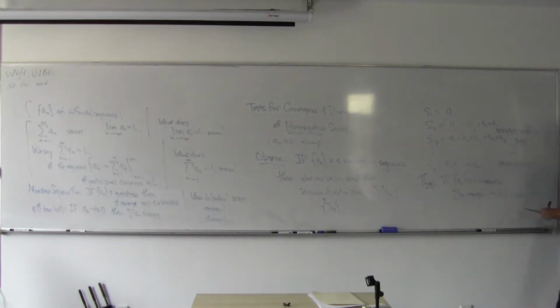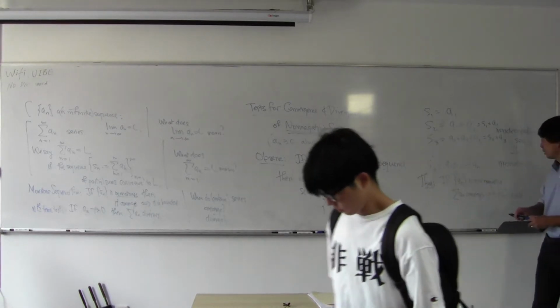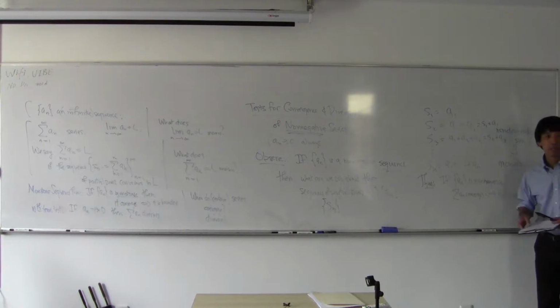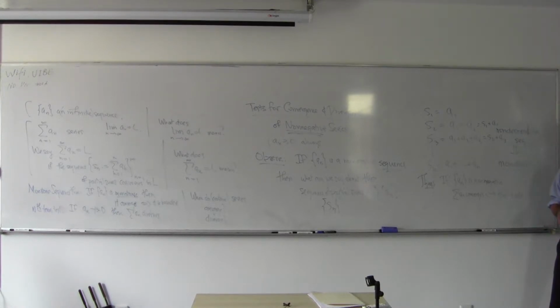So the sequence of partial sums converges if and only if it's bounded. Everyone okay with that? Anyone confused?